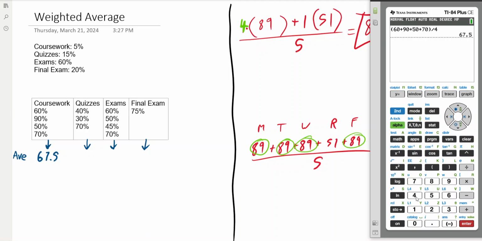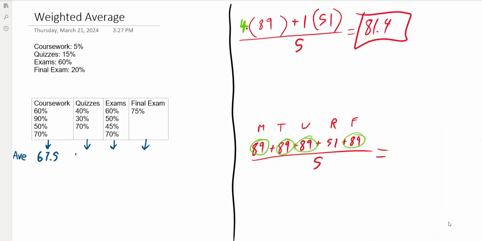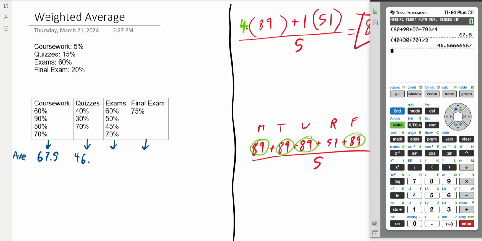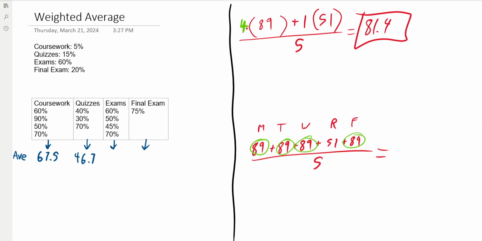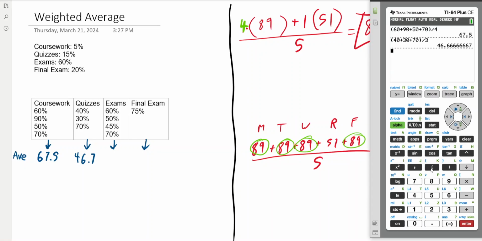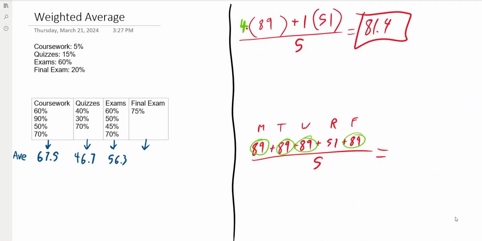Okay, let's do it again. For the quiz category, 40 plus 30 plus 70 divided by, and there's 3 things in that category, so 46.6. I'm going to put 46.7. Okay, let's look at the exam category. 60 plus 50 plus 45 plus 70 divided by 4, and it's 56.3. And then the final exam category is 75.